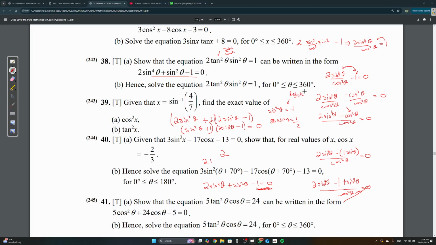Because when you square root, can you get square root of negative 1? Obviously not. Okay, so this is what we're going to work with. Sine squared theta is equal to half. We're solving between 0 and 360 degrees, so we're going to take both positive and negative roots. We're going to solve the first one for sine theta equals positive square root of 1 over 2, and the second one for negative square root of 1 over 2.